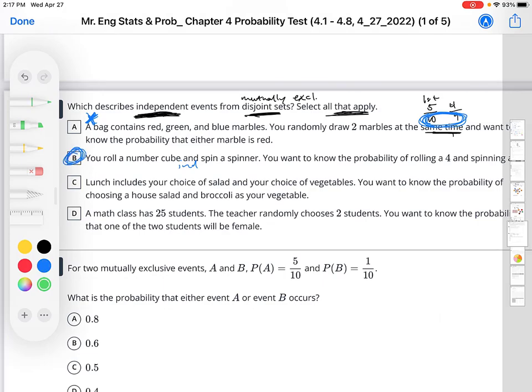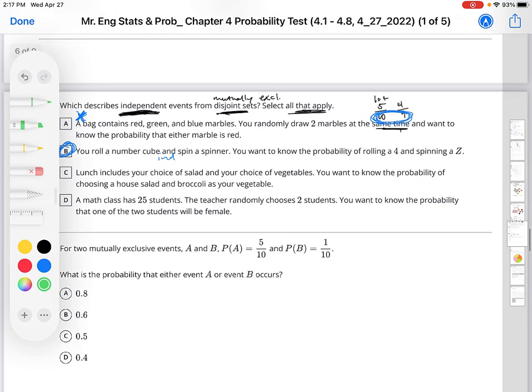C, lunch includes your choice of a salad and your choice of vegetables. You want to know the probability of choosing a house salad and a broccoli as your vegetable. So think of it as like 2 separate dishes. You have all the salads. You randomly pick one out of your fridge, and you randomly pick a vegetable that's not a salad. Okay, that's the hard part. I'll just make sure that's clear. But they're independent. Kind of think of it as, I don't know, sometimes there's glue on things. So you can imagine the vegetable is glued to the salad container. That's how it's affected. But these are not.